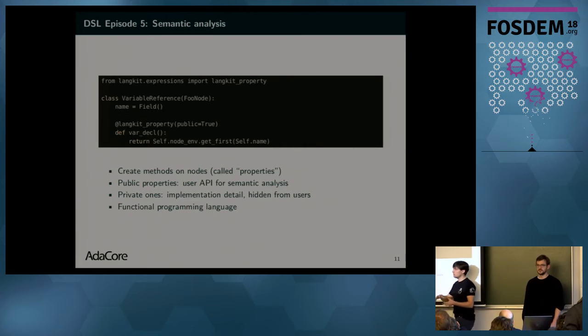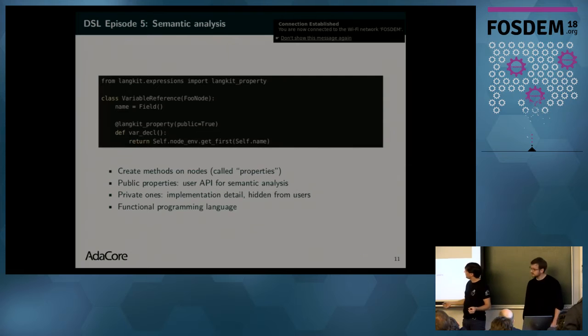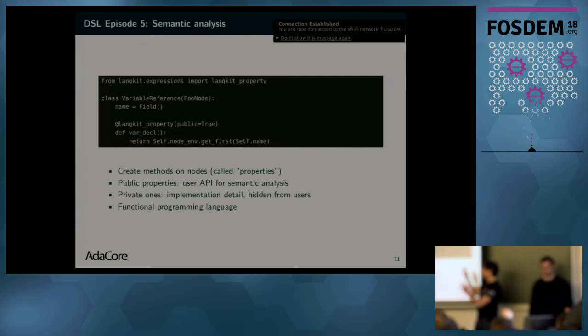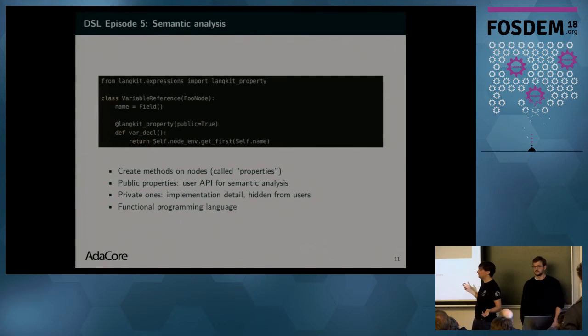So if the variable definition is not in the scope, it will return it. Here we don't see it, but there are types in this. It's a functional language that is typed, with type inference. So when Langkit compiles it, it makes sure that your expressions actually are meaningful, and will reject incorrect ones.